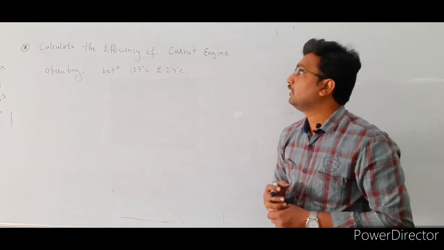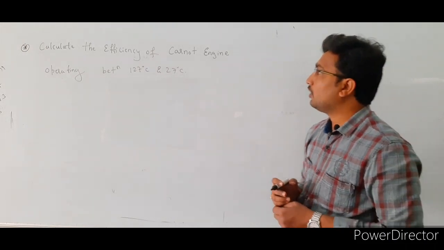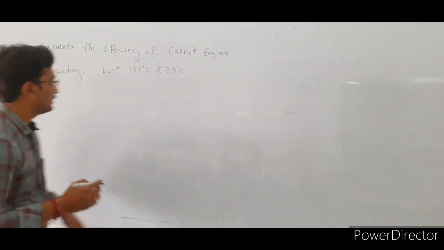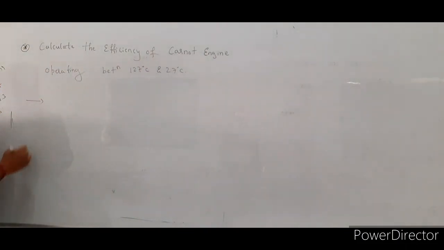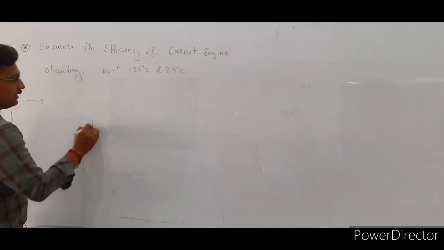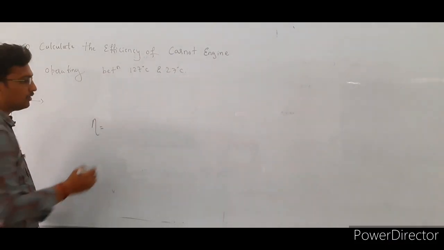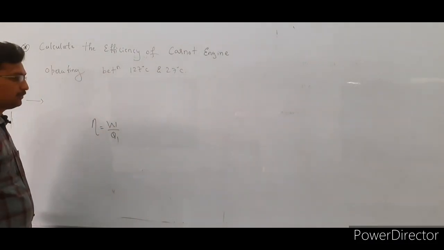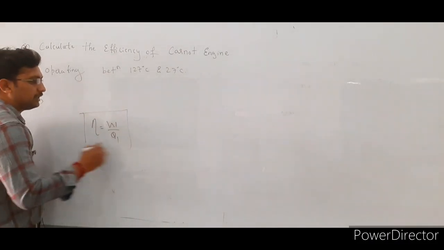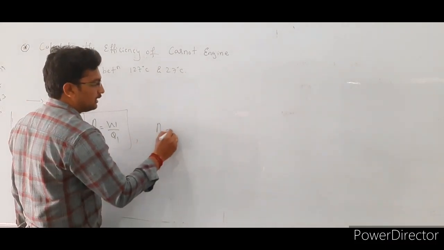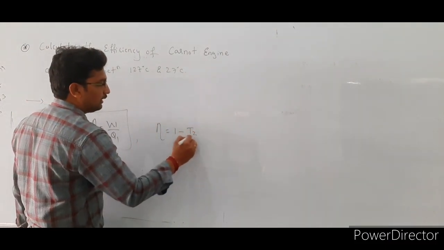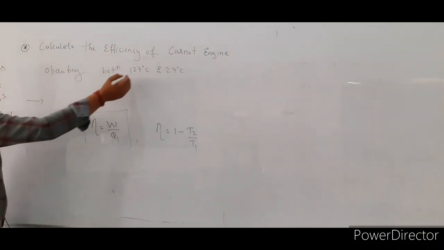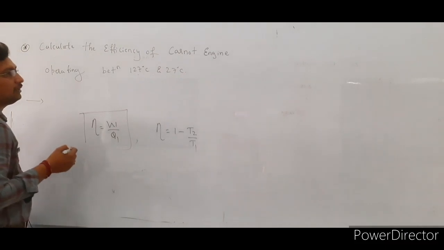See the last problem here. Calculate the efficiency of a Carnot engine operating between 127 degrees Celsius and 27 degrees Celsius. Okay, in this case we are going to find out the efficiency. Already we know that efficiency is the ratio of work done to the heat absorbed, so this is one relation to calculate the efficiency, and the other relation is eta is equal to 1 minus T2 by T1.